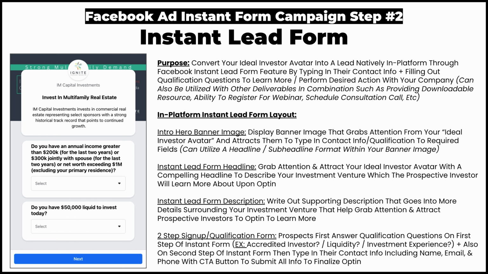And then we have the two-step sign-up qualification form. So prospects first answer any qualification questions on the first step of the instant form. So such as, are you an accredited investor? What does your liquidity look like? As you can see on the left side here, do you have $50,000 liquid to invest today? You can also ask them, what is your experience in a specific investment type, etc. And then next, on the second step of the instant form, they're going to be typing in their contact information, including name, email, and phone number, with a call to action button to submit all the info to finalize the opt-in. So that's step number 2.